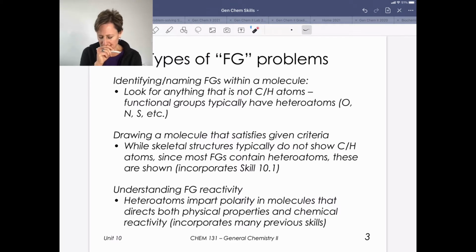The last little piece here is understanding how functional groups react. Right? So heteroatoms impart polarity, right? If you saw a nitrogen or an oxygen in a Lewis structure, you'd be able to draw a bond dipole. And that bond dipole is what creates both partial negative and partial positive parts in molecules. And that's what creates our reactivity. So lots of previous skills are going to be incorporated as we think about understanding functional group properties, physical properties, as well as chemical reactivity.